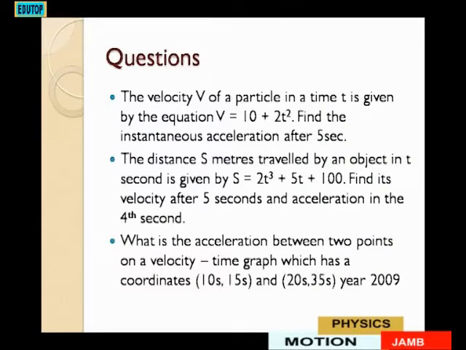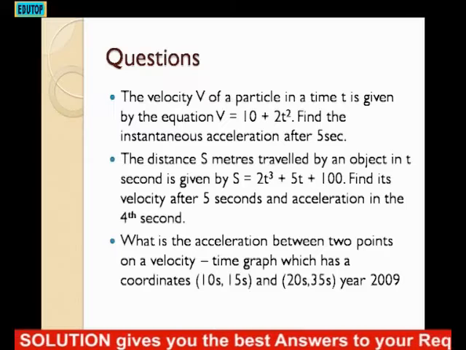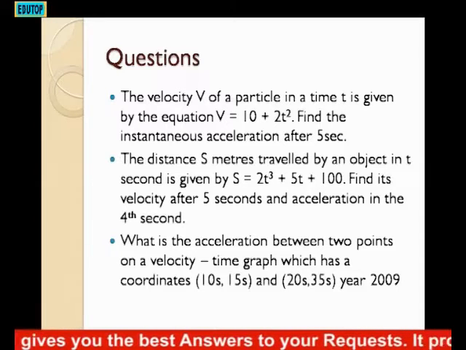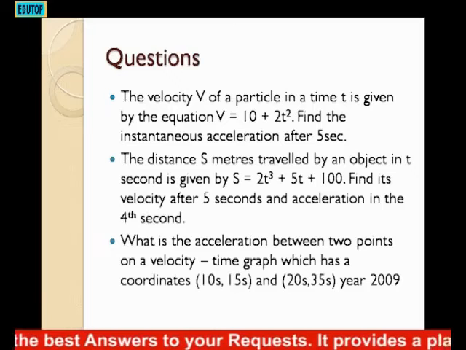Let's consider question number 7. The question says, what is the acceleration between 2 points on a velocity time graph which has a coordinate? This is the coordinate. We have 10 seconds, 15 meter per second. That's the first coordinate. And we have 20 seconds, then we have 35 meter per second. We have to calculate the acceleration.